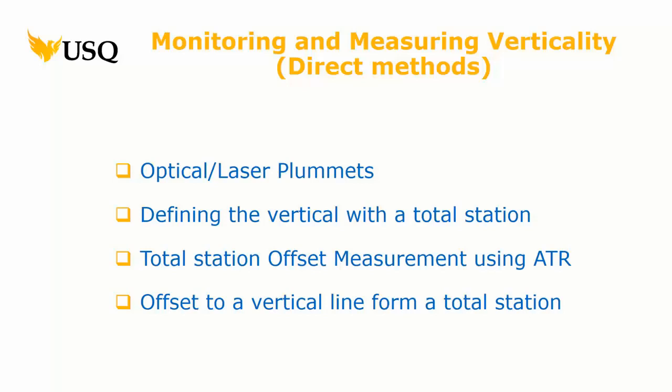People seem to think that this laser is different. It's still the same prisms that it goes through. It's just a laser beam, right? Defining the vertical with a total station. Okay, in other words, we'll come back to it. You just tilt the telescope vertically and say that's it, right? The next one, total station offset measurement using ATR.